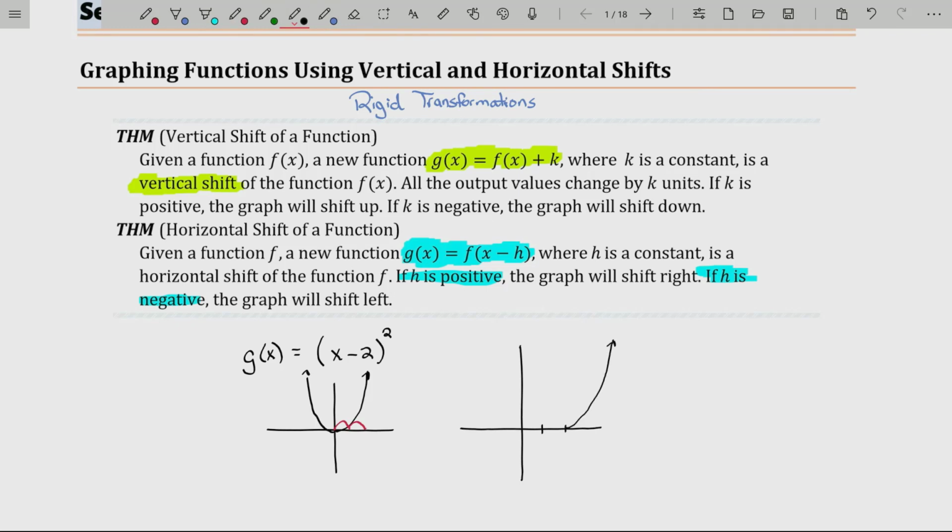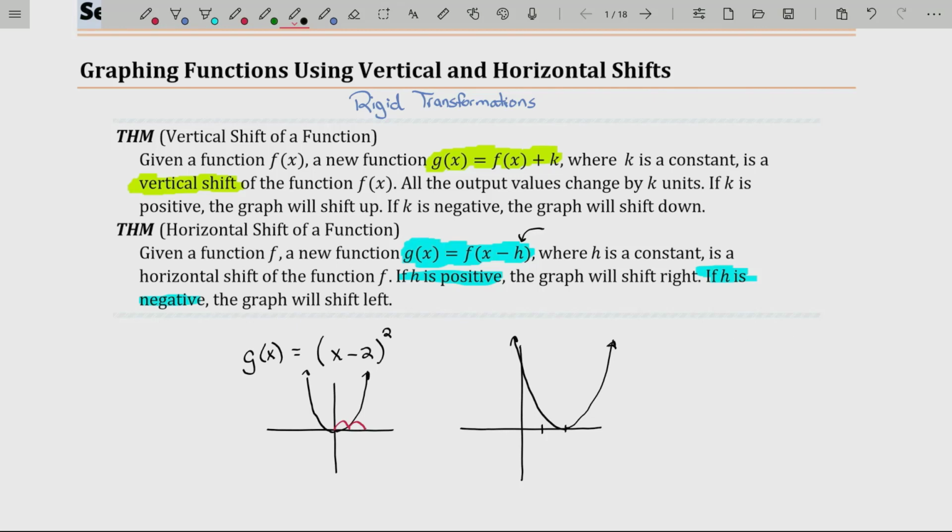Well, when I teach this without the minus h notation that you see right here, I usually teach it this way, where I say f of x plus h. That's how I generally teach it. And I say it moves the opposite direction of h. Probably a better way of saying it is this.